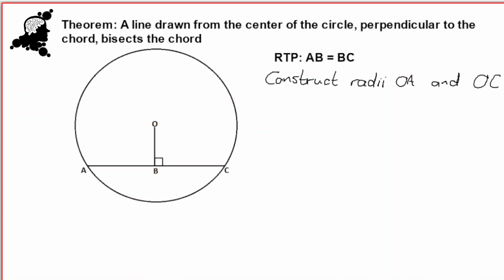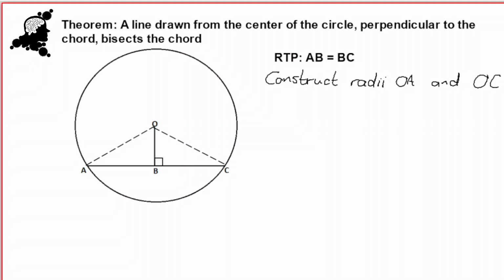Please take note of something. When you are doing any form of constructions, always make sure that you are using a dotted line. In other words, we are moving from O to A. So there's our first radius. Then we are moving from O to C. And there's our second radius. Now that we have it like this, we can get started with our proof.